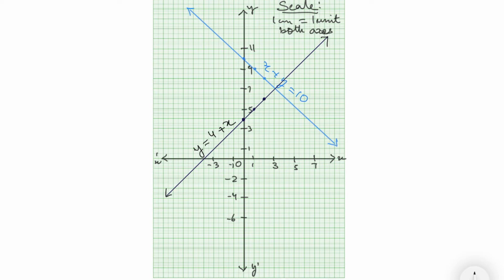Now where these intersecting lines meet will be the solution of these two equations. I can see that this is my 3 and this is my 7. So these are intersecting at this point, 3 and 7. So from this I can figure out that the solution of these two equations is x is equal to 3 and y is equal to 7. So this is how we find the solution graphically.